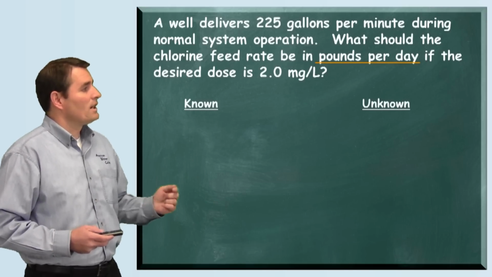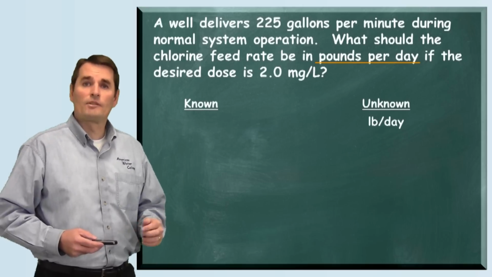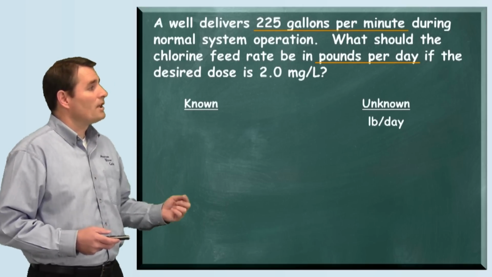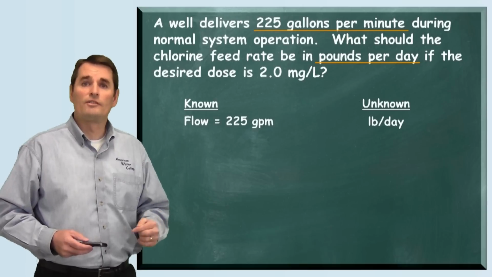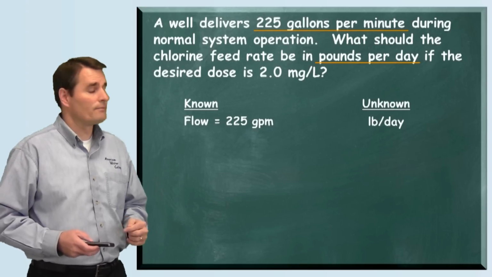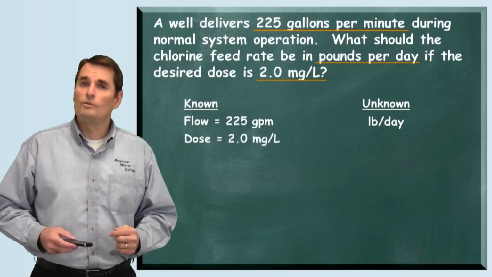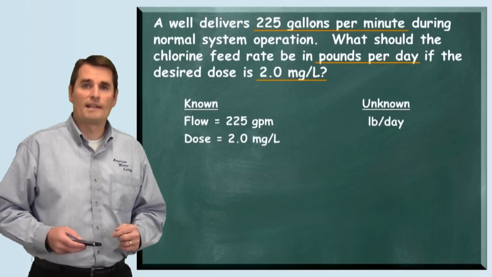Notice they want us to find pounds per day, so we're going to write that down. That's our unknown. The problem also told us that our flow is 225 gallons per minute, so we write that down. And our desired dose is 2 milligrams per liter, so we write that down.